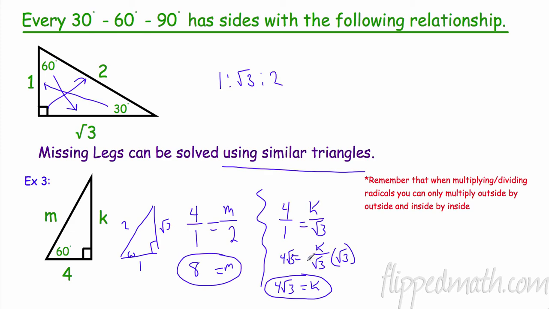If there was an outside part here, I would have multiplied it. If there was an inside part over here, I would have multiplied it. There's not. We'll get to some that have that, all right? But you can only multiply outside with outside and inside with inside. Now I'm talking about outside the radical or inside the radical.